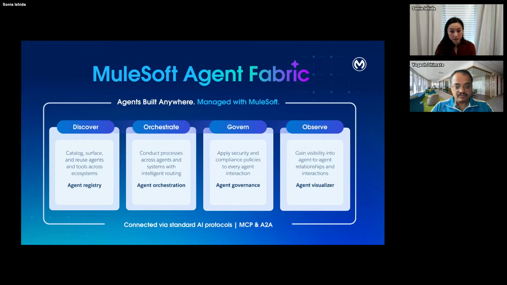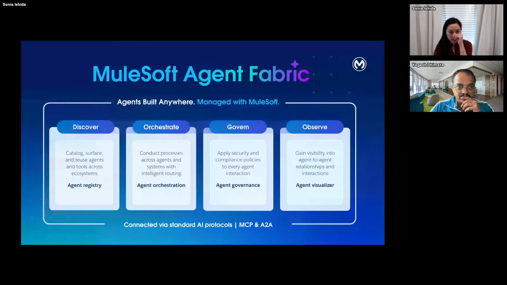Then we have governance. These are the guardrails that ensure that every interaction is consistent, compliant, and secure so that innovation can happen with confidence. And then finally, the 4th pillar is observing. End-to-end visibility into how agents make decisions and how they perform, turning that black box of AI into very transparent, accountable systems. So together, these 4 capabilities really transform disconnected agents into a unified and trusted digital workforce.